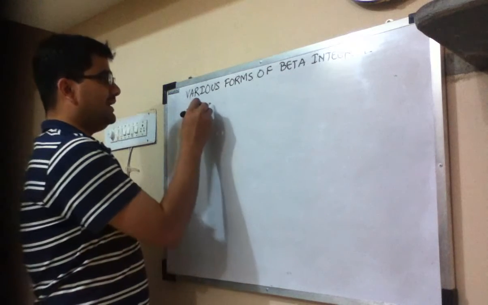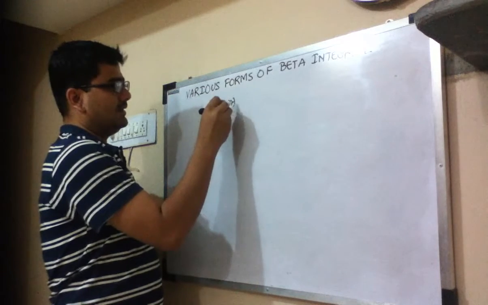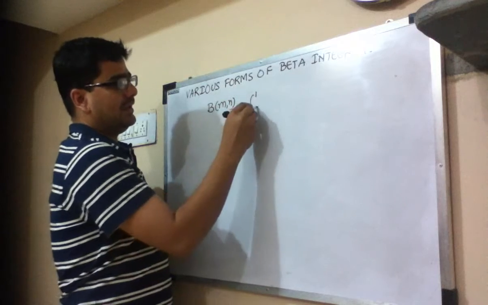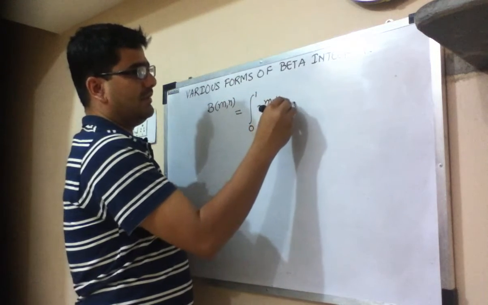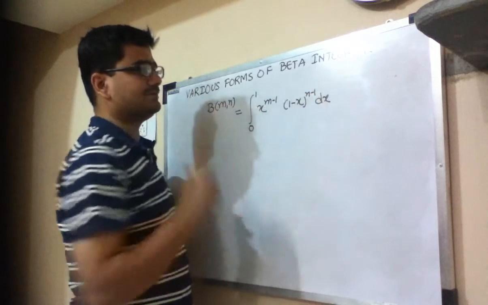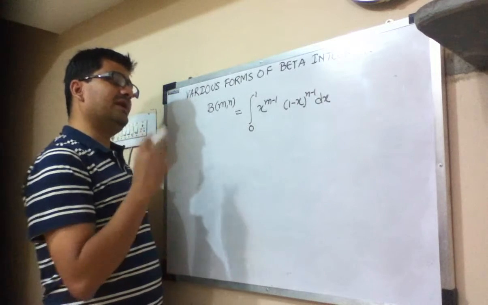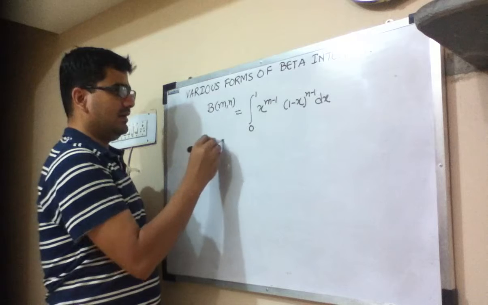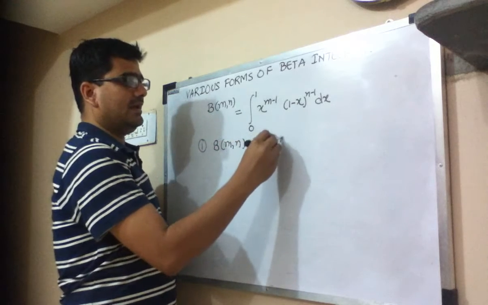We have defined beta integral by beta(m, n) is equal to the integral from 0 to 1 of x to the power m minus 1, times (1 minus x) to the power n minus 1, dx. Now this is beta integral, and beta integral is symmetric. That means beta(m, n) is equal to beta(n, m).